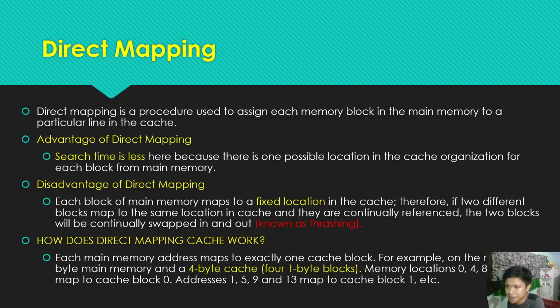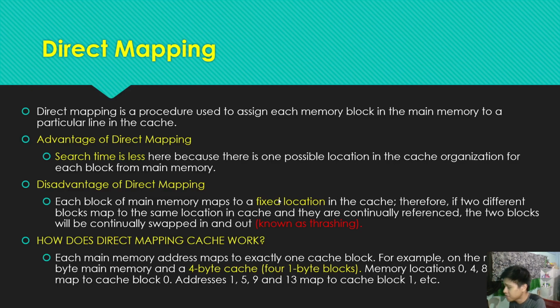Let us now talk about the simplest form of mapping. Direct mapping is a procedure used to assign each memory block in the main memory to a particular line in the cache. The advantage of direct mapping is that in terms of speed, this is actually the fastest. Search time is less here because there is one possible location in the cache organization for each block from main memory.